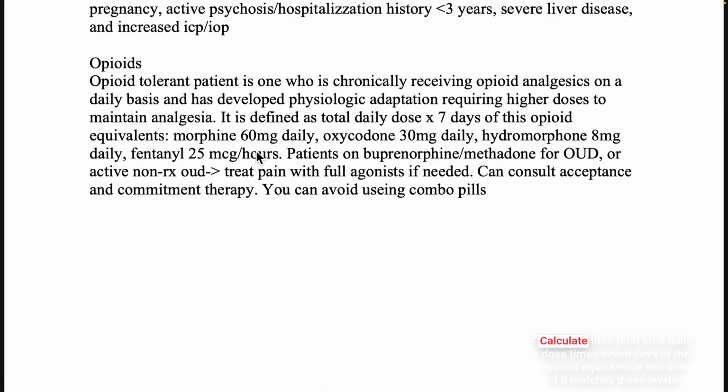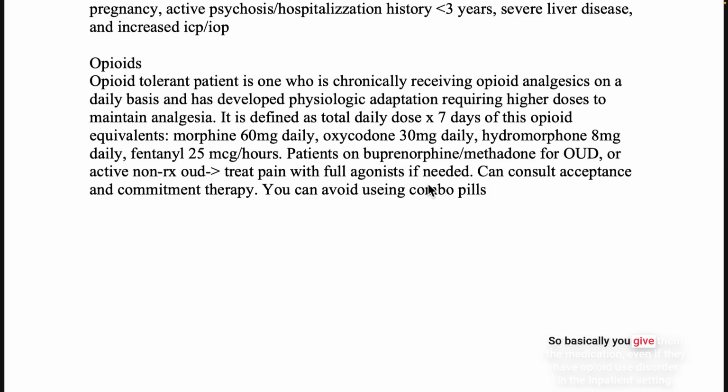So how do you do this? Calculate their total daily dose times 7 days of the opioid equivalents and see if it matches these levels. If it's less than that, then they're opioid naive. If they're more than that, then they're opioid tolerant. For patients on buprenorphine or methadone for opioid use disorder, or active non-prescription opioid use disorder, you treat the pain with full agonists if needed.